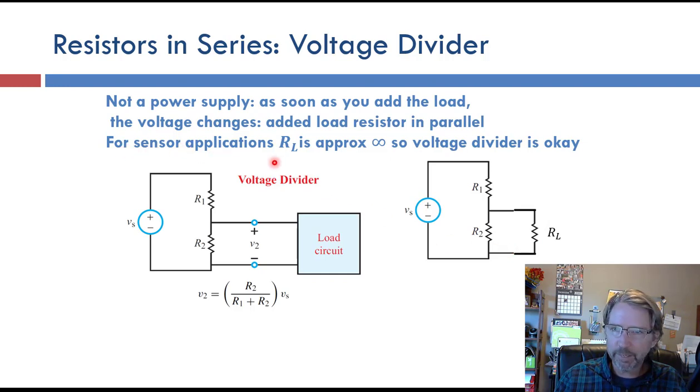But for sensor applications, the load resistance is approximately infinity. The impedance of a multimeter is generally millions of ohms, so that's infinity to 6 decimal places anyway.